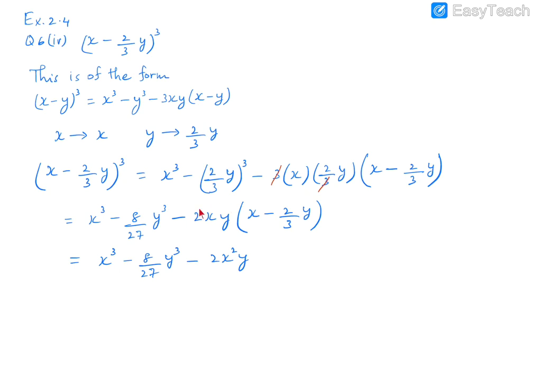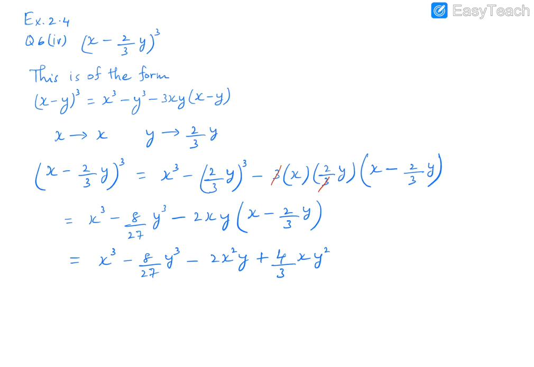So basically we have multiplied this term with the first term inside the bracket, so it's minus 2x into x is x squared times y, and then we multiply this term with the second term inside the bracket, so minus into minus will become plus. Then we have 2 into 2 is 4 divided by 3, x, and then y into y is y squared. Okay, so now we have our expansion in this form.